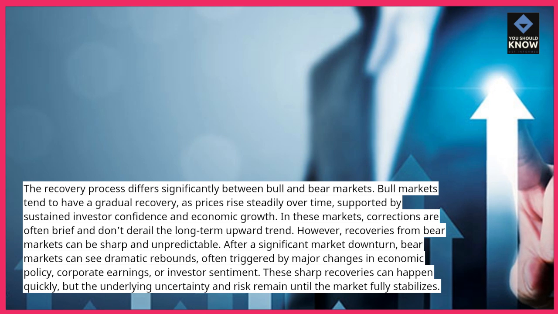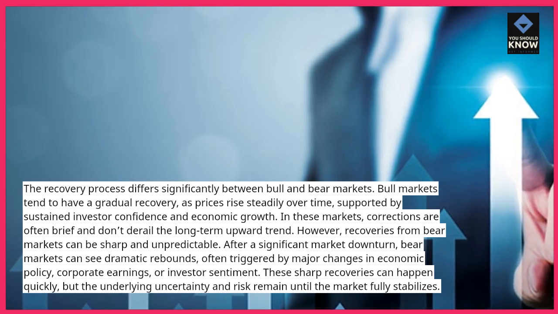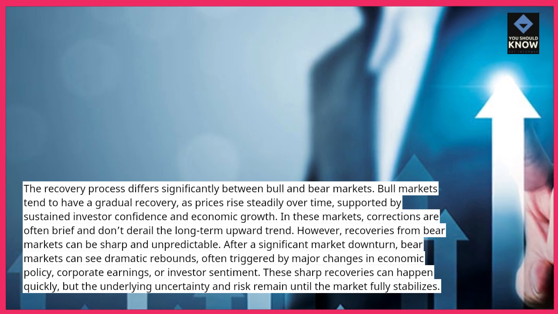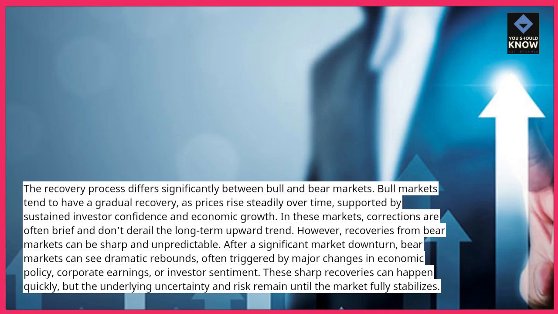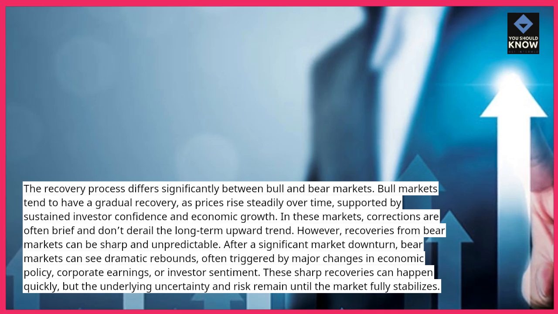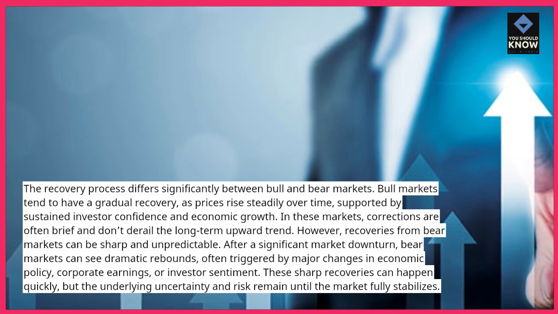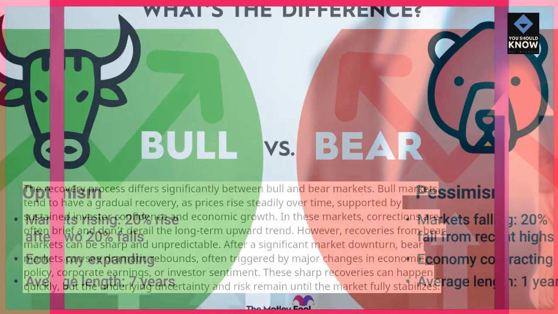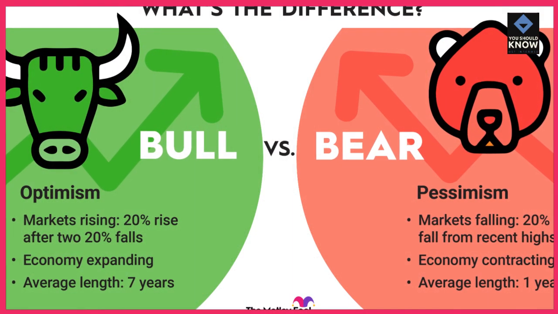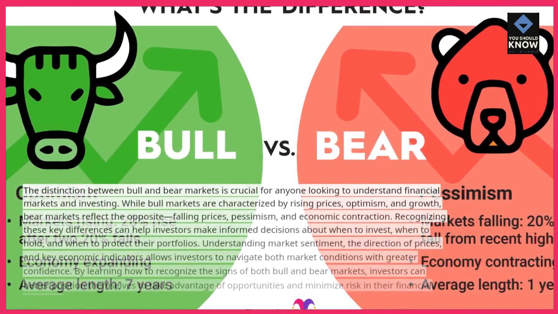However, recoveries from bear markets can be sharp and unpredictable. After a significant market downturn, bear markets can see dramatic rebounds, often triggered by major changes in economic policy, corporate earnings, or investor sentiment. These sharp recoveries can happen quickly, but the underlying uncertainty and risk remain until the market fully stabilizes.